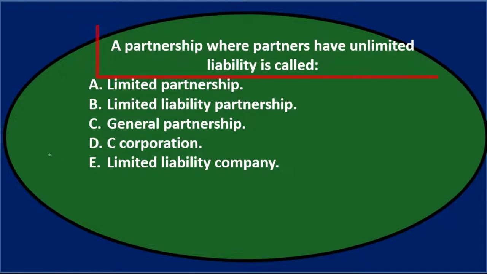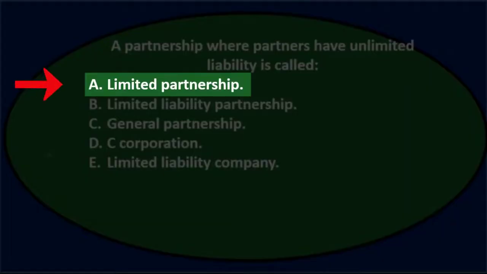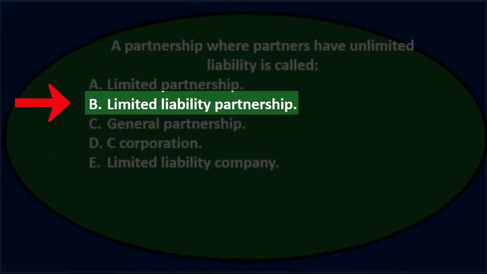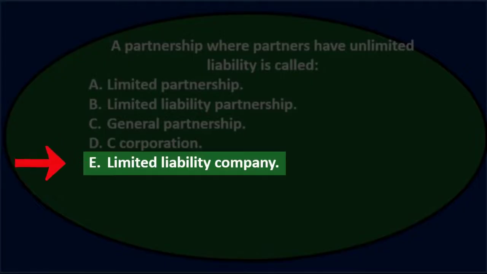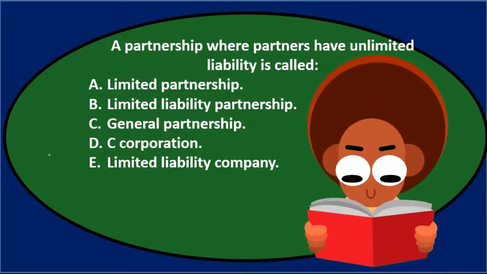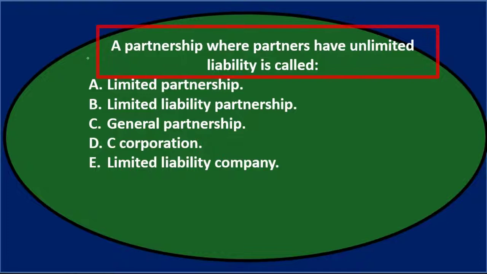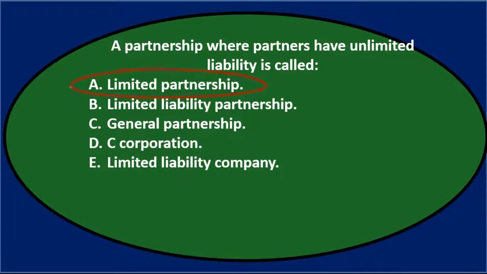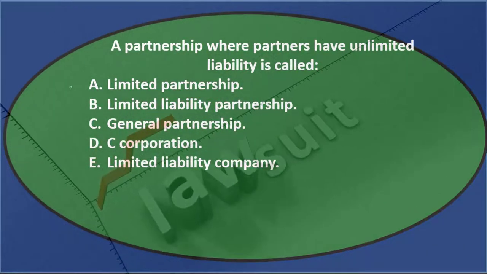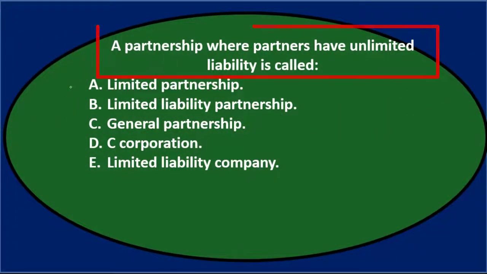Next question. A partnership where partners have unlimited liability is called A, limited partnership, B, limited liability partnership, C, general partnership, D, C corporation, E, limited liability company. So let's go through this again, see if we can go through the process of elimination. A partnership where partners have unlimited liability is called A, a limited partnership. A limited partnership is going to have not unlimited liability for at least an individual. So unlimited liability, of course, is bad. Typically, that means that your personal resources are subject to possibly a lawsuit or something like that happening. So a limited partnership is going to limit that in some ways, at least for some partners, the ones that are not involved directly in the partnership. So it's probably not limited partnership.